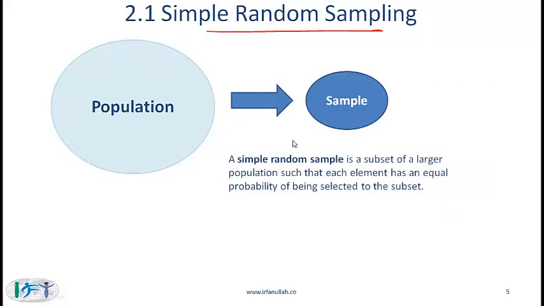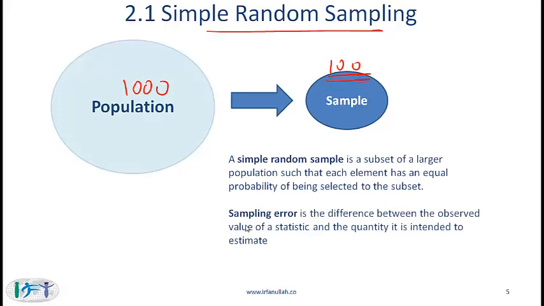Simple random sampling. A simple random sample is a subset of a larger population such that each element has an equal probability of being selected to the subset. So let's say that this population has 1,000 items. Simplistically, let's say that there are 1,000 stocks in our overall population. When we create a sample of 100, if every stock in this population has an equal probability of being selected, then we say that we have a simple random sample.